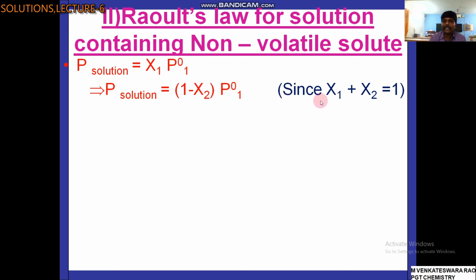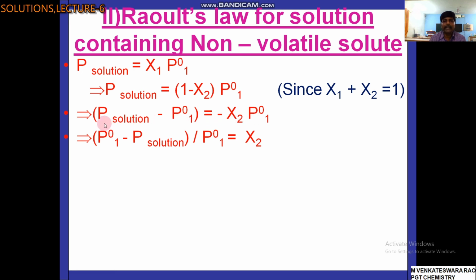But you know the value X1 plus X2 is equal to 1. Instead of X1, you can write 1 minus X2. Therefore, P solution is equal to 1 minus X2 into P1 naught. That means you shift this P1 naught, so P solution minus P1 naught is equal to minus X2 into P1 naught. You multiply the entire equation by minus, so P1 naught minus P solution by P1 naught is equal to X2.